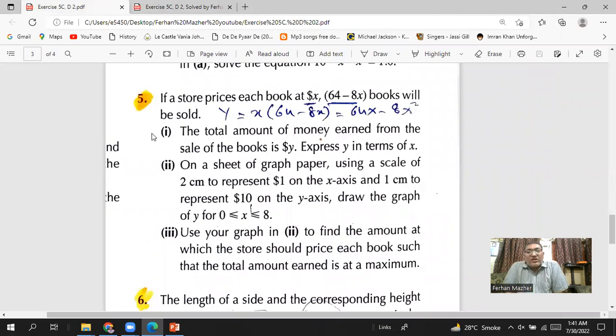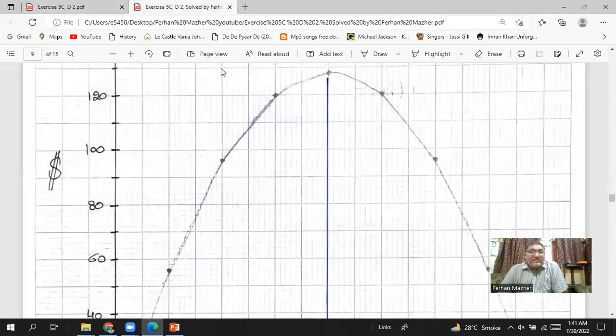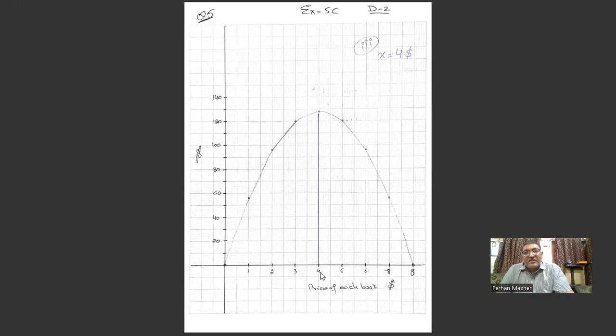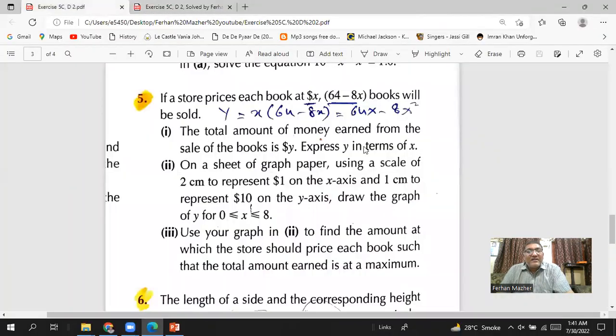Now they say, use your graph to find the amount at which the store should price each book such that the total amount earned is at maximum. So the total amount earned we have represented on the y-axis. This is the total amount earned. This is the price of each book. So when is the total amount earned maximum? This is here. It is 128, and this happens when the price of one book is $4. So this is that part.